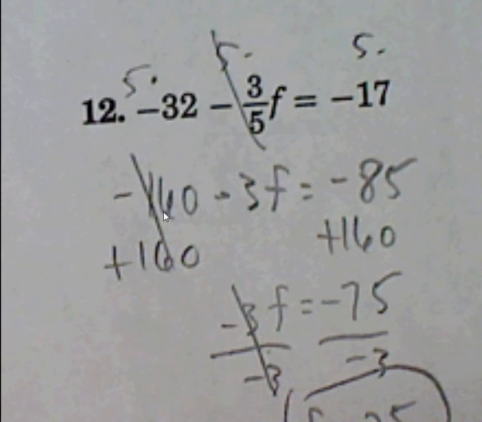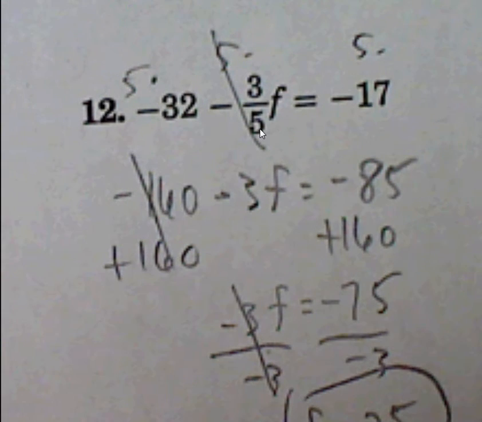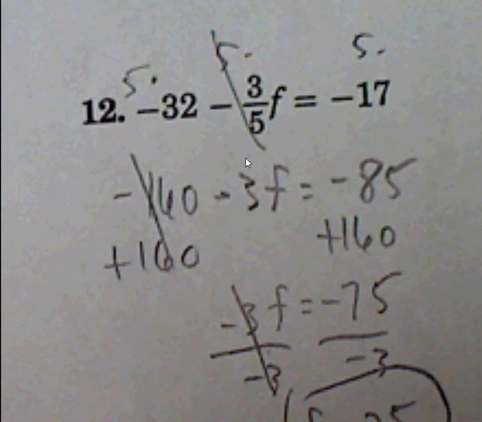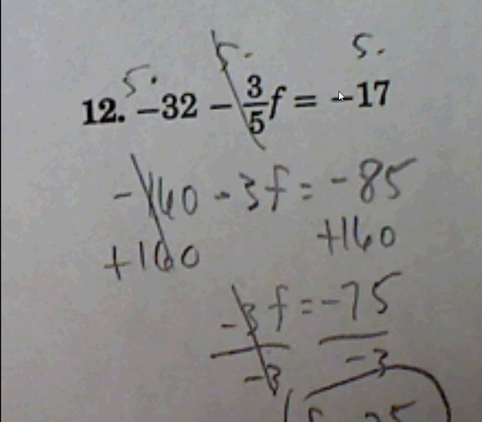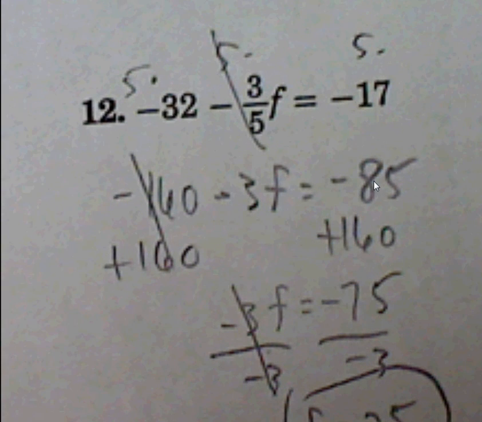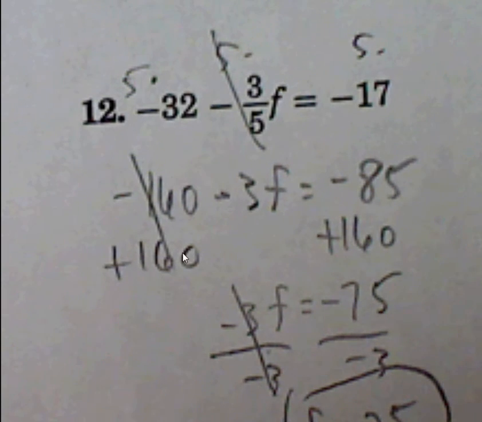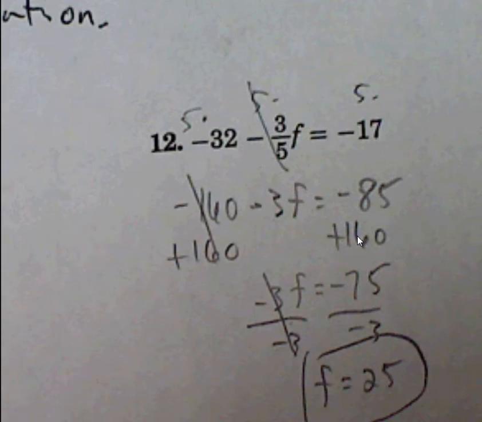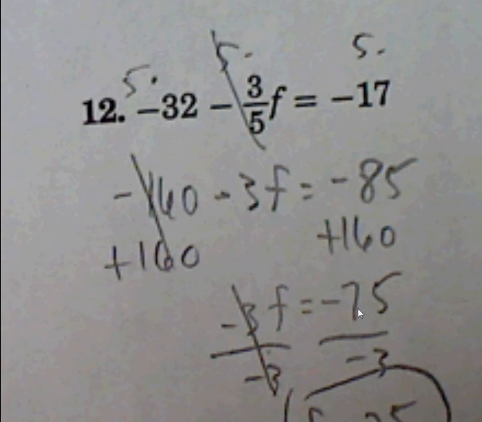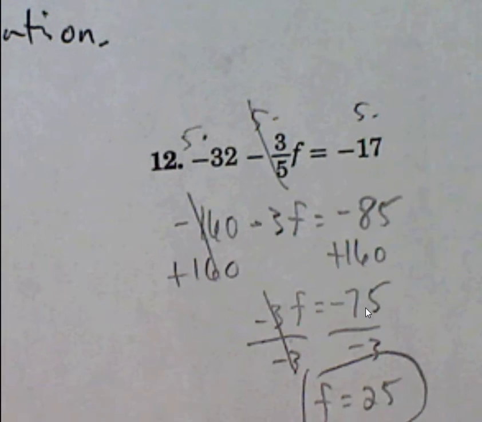On number 12, I have a denominator. I cannot distribute, so I'm going to multiply by my denominator, multiply everything by 5. 5 times negative 32 is negative 160. I crossed out my 5's. Negative 3 is left over. 5 times negative 17 is negative 85. Got rid of my constant, brought it over, which gave me negative 75.